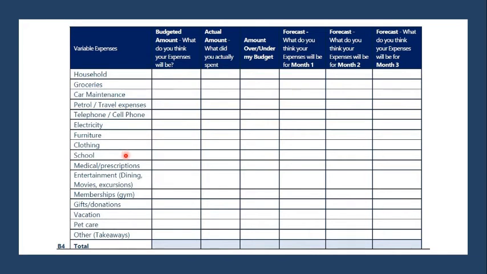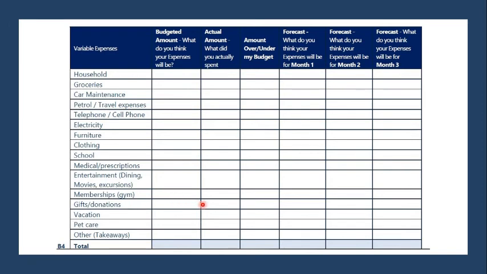School. Now, you might say to me, why is school under variable? Because it's not your school fees. That would be fixed expenses. School year refers to maybe clothes or stationery that you buy ever so often. Medical prescriptions, if you have anything other than medical aid. Entertainment. Do you plan to put money aside? What do you actually spend on entertainment? And what will you be spending? Now, your memberships, gym, or any memberships.